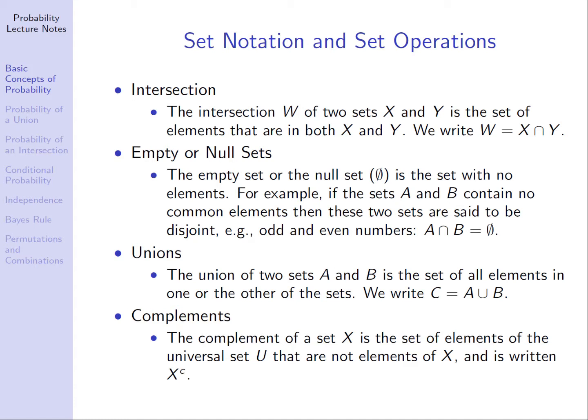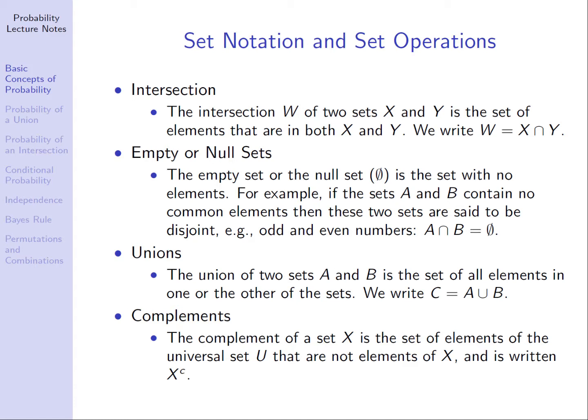Now, if you're looking for a term that doesn't exist, then you're getting a null set or an empty set. Note that an empty set or a null set is very different from a set that contains the number 0. For example, if you're considering odd numbers and even numbers, and you are looking for the intersection of odd and even numbers, then that set does not contain any elements.